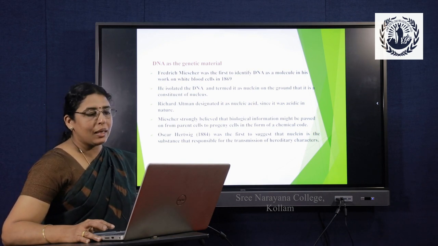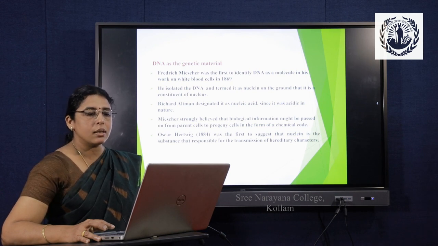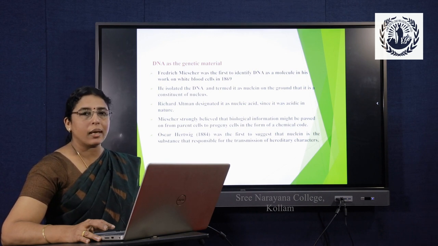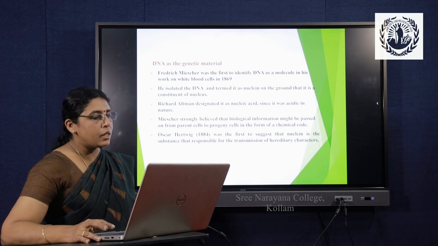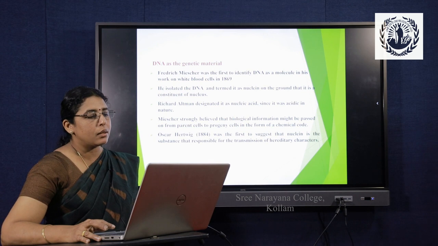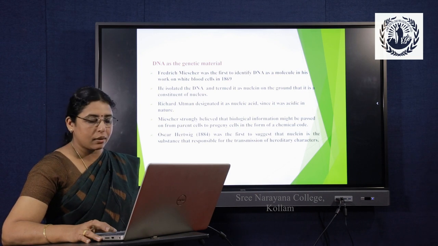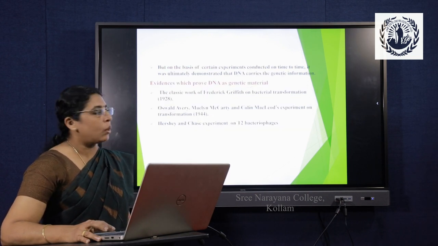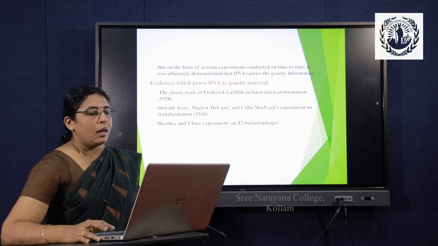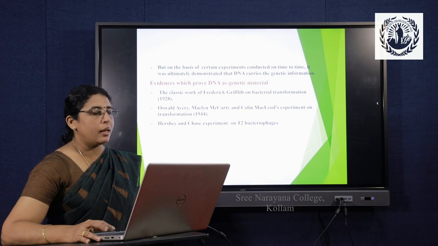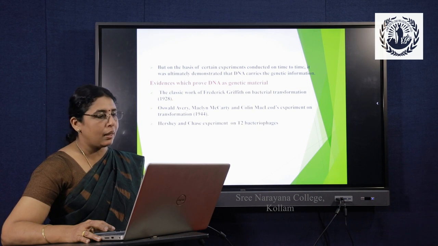Then Miescher strongly believed that biological information might be passed from parent cells to progeny cells in the form of a chemical code. Then Oscar Hertwig in 1884 was the first to suggest that nuclein is the substance responsible for the transmission of hereditary characters. And on the basis of several experiments conducted by different scientists, it was later proved that DNA is the genetic material. Then coming to the evidences which prove DNA as genetic material.